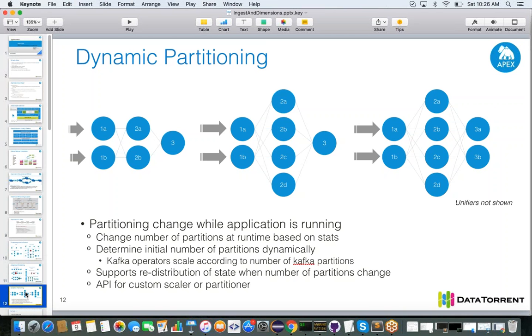There is a partitioner API available with Apex to write a custom partitioner if you need to. It's available out of the box again. Here I'm not showing any unifiers because they'll just clutter the diagram.